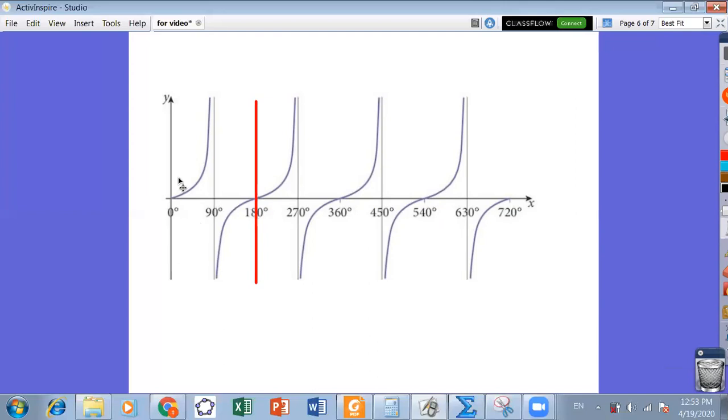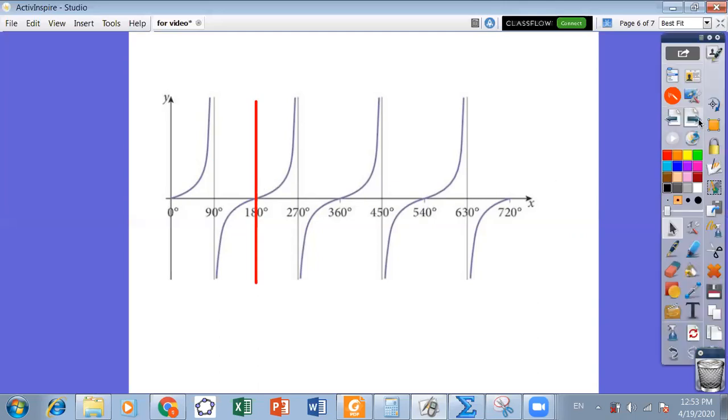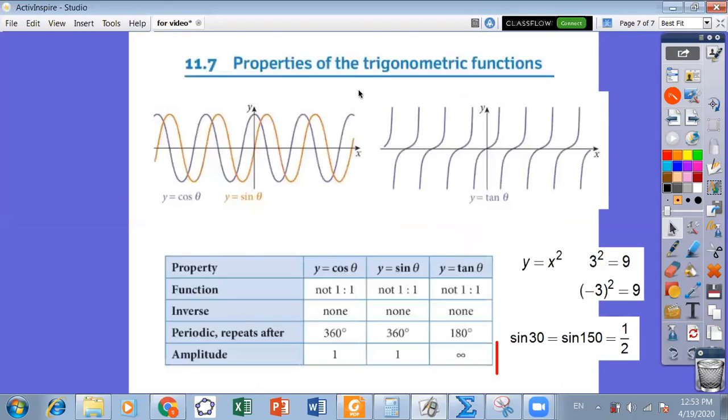What does the period mean? Period is the interval of a function where the function repeats itself. So after this 180, it repeats itself, again going up from here. So 180 is the period of the tangent function. Okay, let's go to the next one.